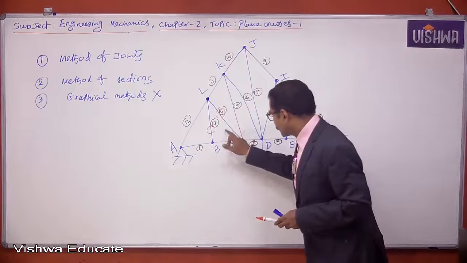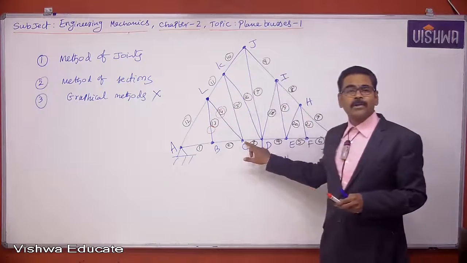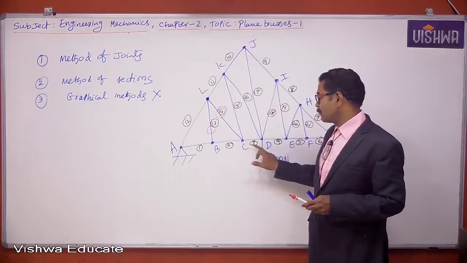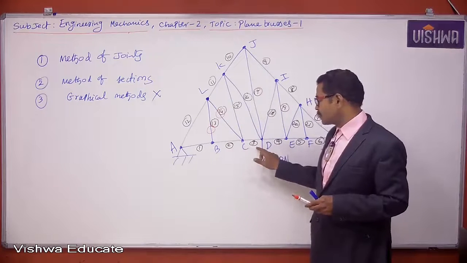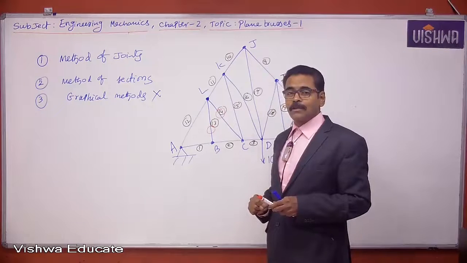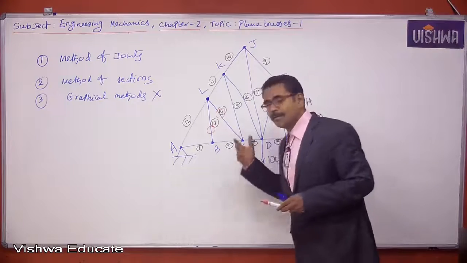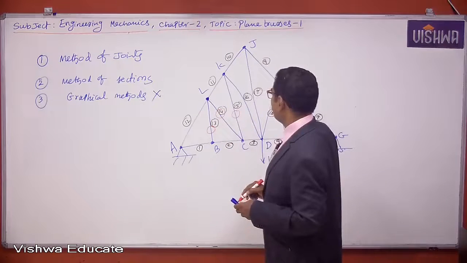If you ignore member 14, then only 3 members are joined at joint C: member 2, member 3, member 15. Out of these 3 members, 2 and 3 are collinear. Then the third non-collinear member will carry 0 load. That means member 15 also carries 0 load.